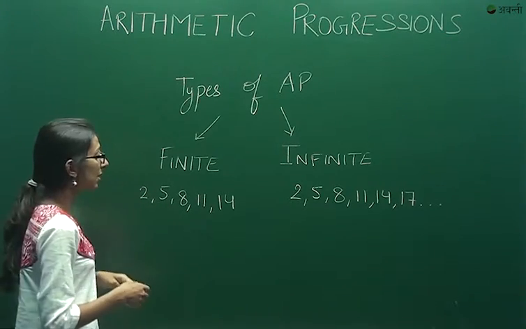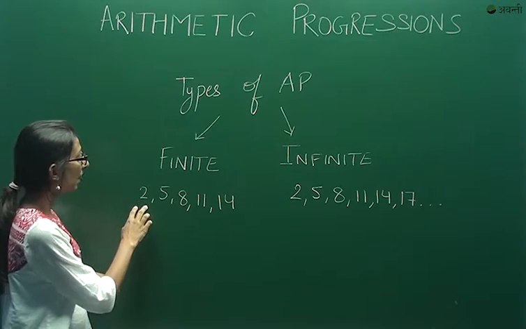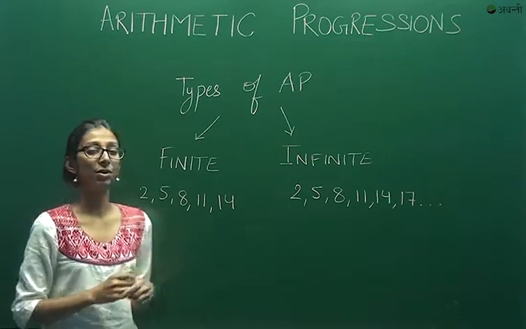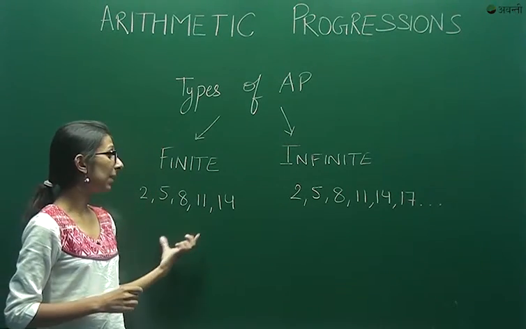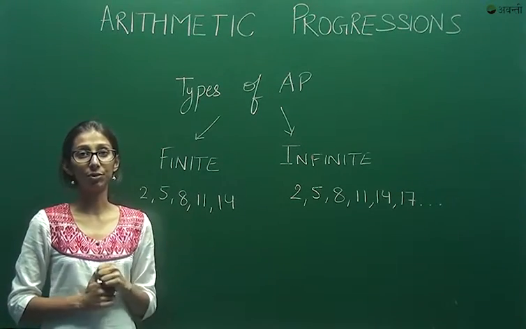As an example, consider this: 2, 5, 8, 11 and 14. Now this AP has first term 2 and a common difference of 3. But this AP ends after 5 terms. I do not have any term after 14.